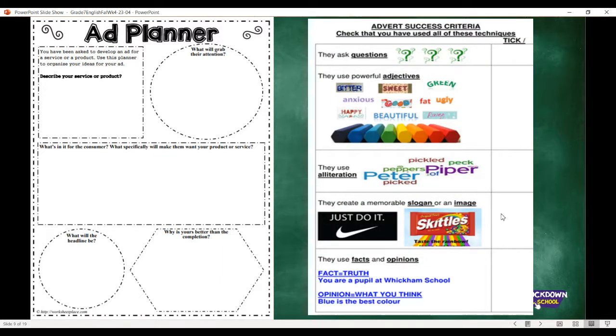Now, at the end, we're going to ask ourselves if we've asked questions, if we've used powerful adjectives, if we've used alliteration, if we've created something memorable, maybe a memorable image. Have we used any facts? Have we used any opinions? Now, facts is the truth. It's an actual fact that you cannot change. Opinion is what you think. Opinion can change.